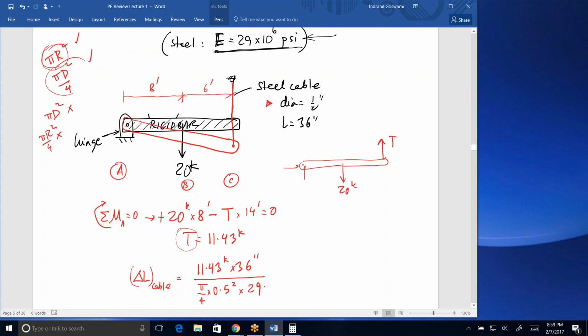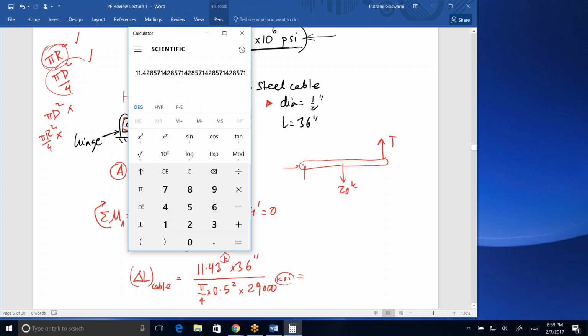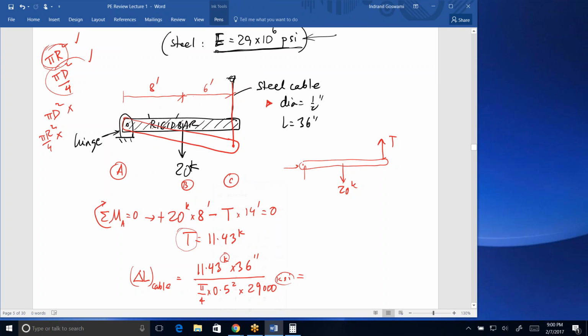Multiplied by 29,000, because this is kips, so I want to use KSI, not PSI. So that'll be that times 36 times 4 divided by pi divided by 0.5 squared divided by 29,000, 0.07 inch. Now in this case, the nearest number is what you're looking for. There is no reason to go up or down.